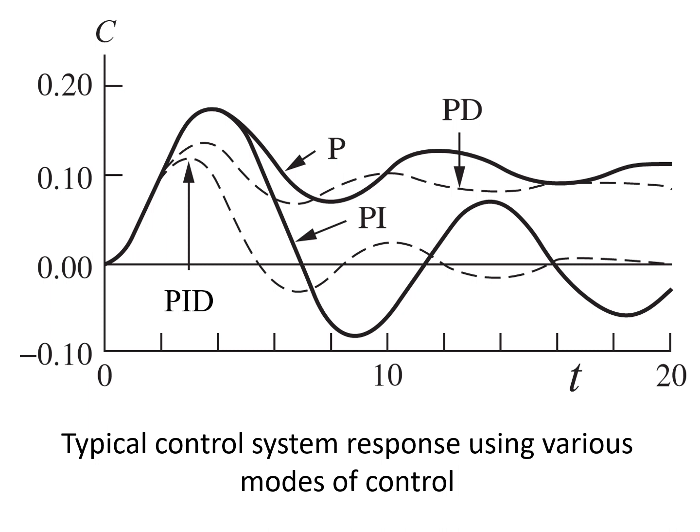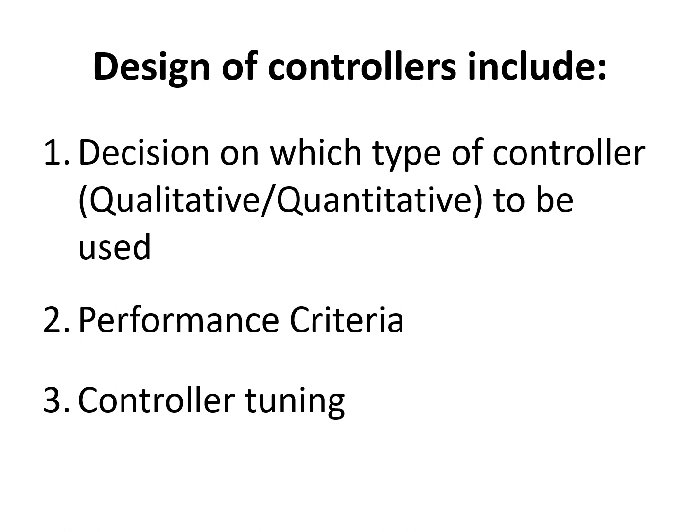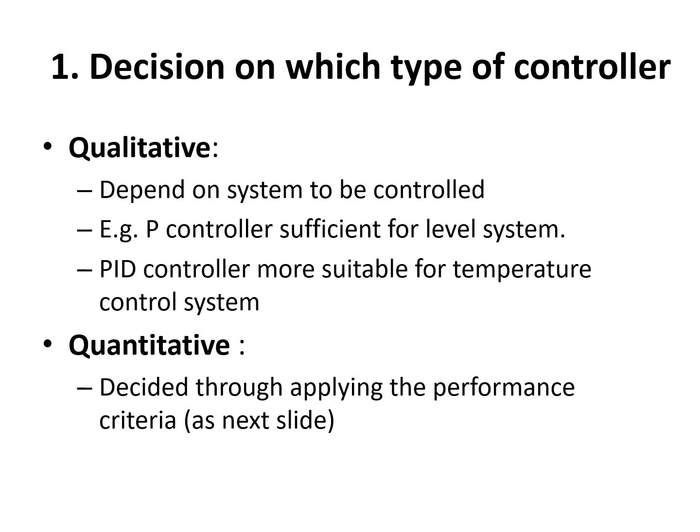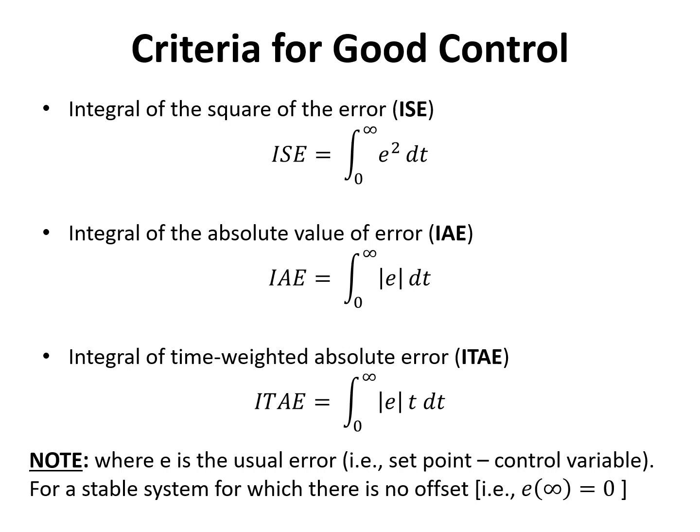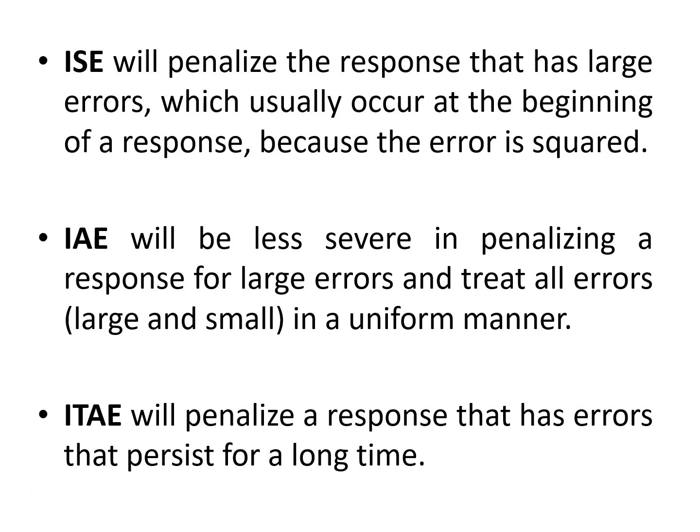We have seen the different responses using the P, PI, and so on. We have seen the different types of criteria and aspects that we have to look at in performance criteria. We have seen the qualitative, quantitative, steady state criteria, the dynamic criteria at certain times, and the full length. The different types of criteria, and what they are, and what the advantages of these criteria are.